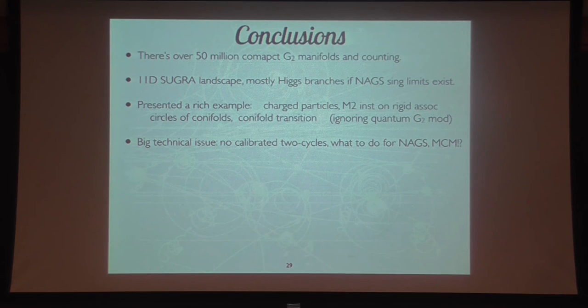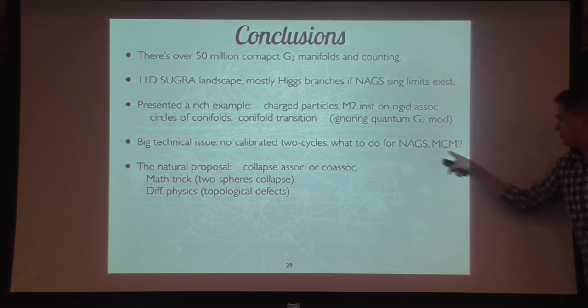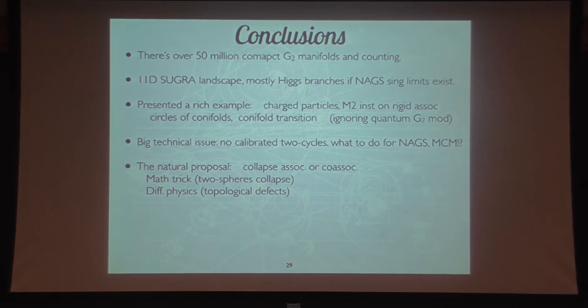The big technical issue for non-abelian gauge symmetry and massless charged matter is that you don't have calibrated 2 cycles. So if you're getting an M2, a massive charged particle from wrapping an M2 brane on a 2 cycle, and you can't reliably take that 2 cycle to 0, how do you get a massless particle from it? Massless charged matter. Yeah, sorry. Non-abelian gauge symmetry and massless charged matter. It just gets really long to write that over. It's also not helpful if I don't tell you what it is.